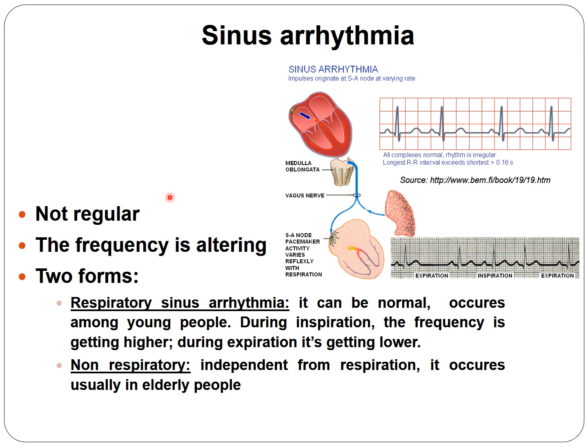Sinus arrhythmia. Sinus arrhythmia means that we do have an impulse formed by the sinus, however, it's not regular. The rate is altered. There are two forms. The most common one, the physiologic one or respiratory sinus arrhythmia, is normal, usually occurs in young people. During inspiration, the rate is higher. During expiration, it is getting lower. The other one is non-respiratory, usually independent from respiration, and it frequently occurs in elderly people.